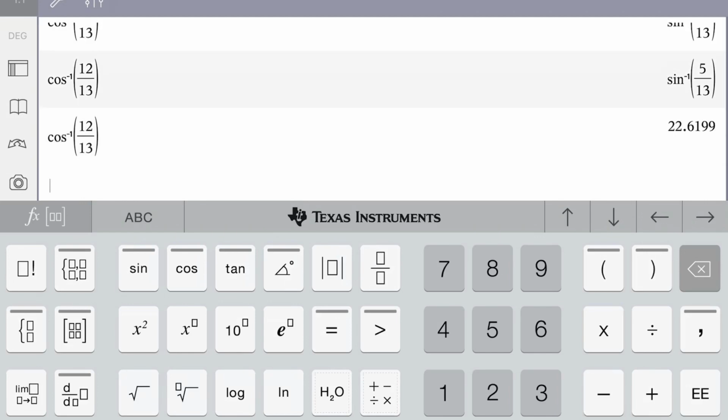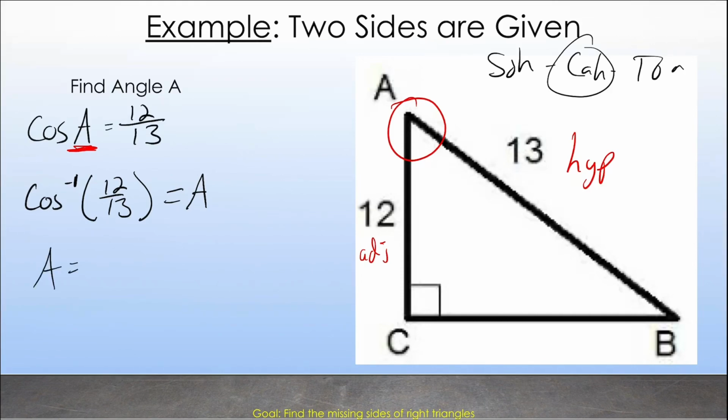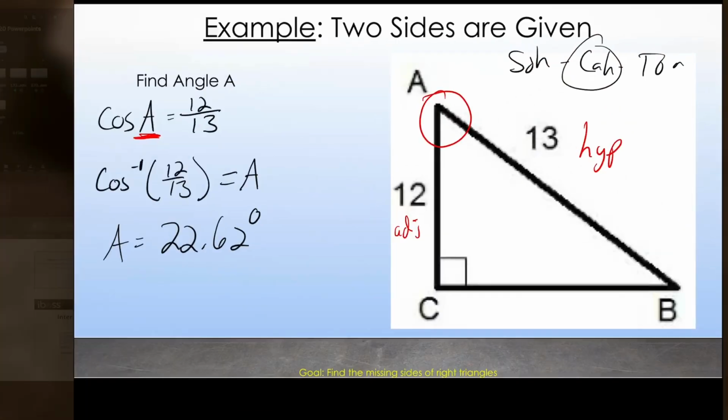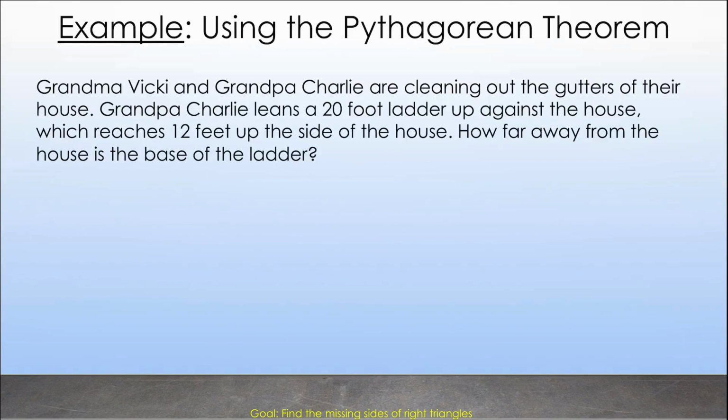I want to get what the approximation is, 22.62 degrees. So we say A is 22.62 degrees. I'm pretty sure that's what that was. Yep. That's as simple as this to find that angle. Okay.